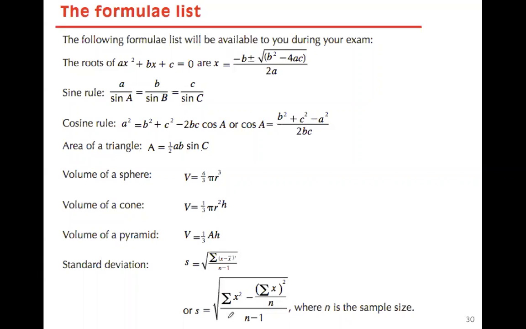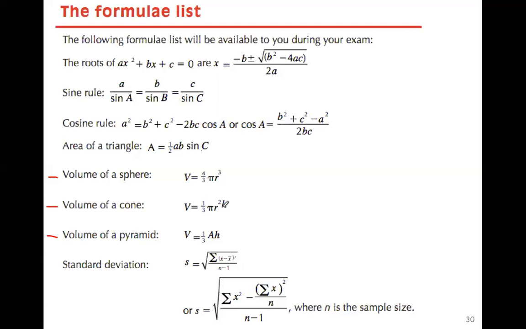Basically, anything to do with NAT5, you get this formula list, and you could see straight away you've been given the formula for the volume of a sphere, the volume of a cone, and the volume of a pyramid. So first one is 4/3 pi r cubed. Volume, that's why we get an r cubed. For the cone, it's 1/3 of pi r squared times h.